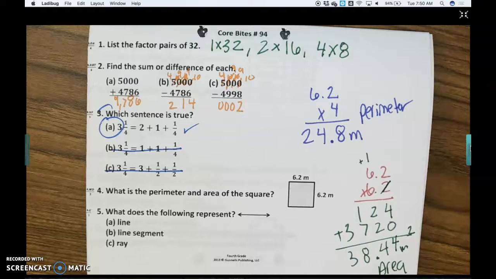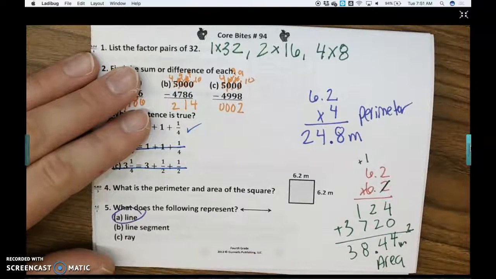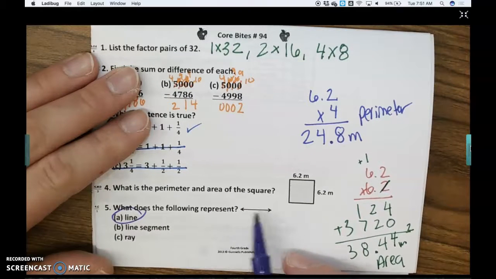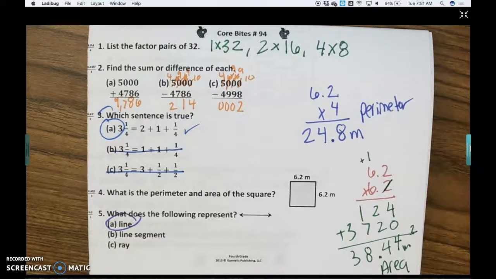And then for your last question, what does it represent? So that is a line because it goes on and on forever. If it was a line segment, you would have points on the end. If it was a ray, you'd have 1 point with 1 arrow, like the sun, right? So please check yours.